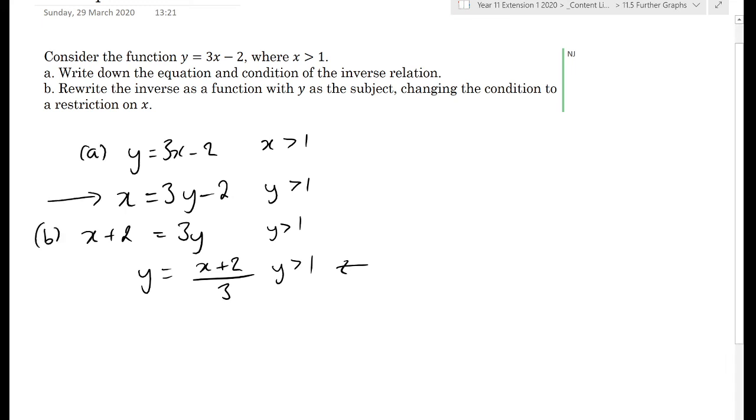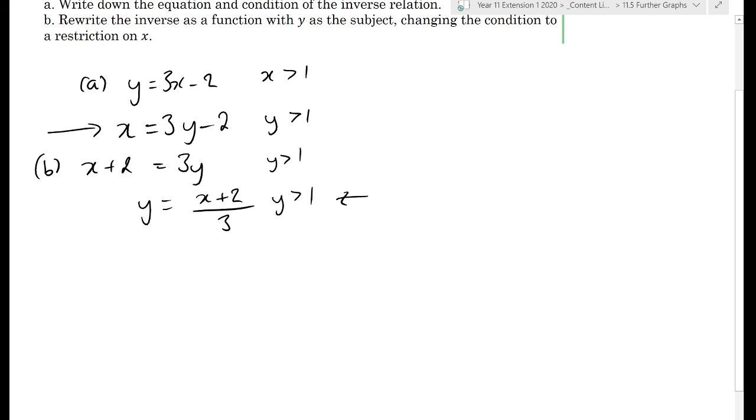Part B is then to rearrange it. Okay, so pretty cool. So we've done part B and changing the condition to restriction on x. So the restriction on x basically means that we want to change this part here to x. So how do we do that? Well, we've got an equation where y is equal to this, and we've also got where y is greater than 1. So what we can do is put these two things together, treat them like simultaneous equations. So y is equal to x plus 2 over 3, and y is greater than 1.